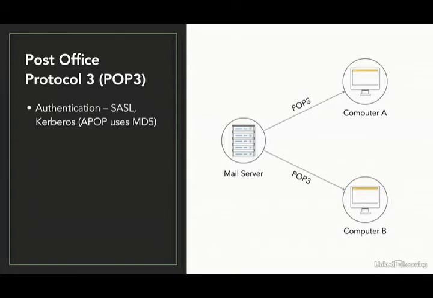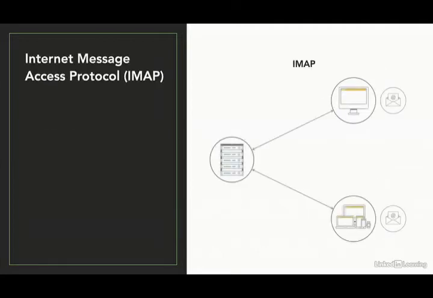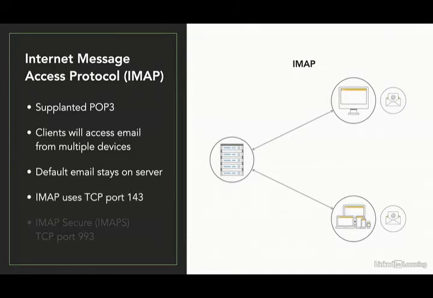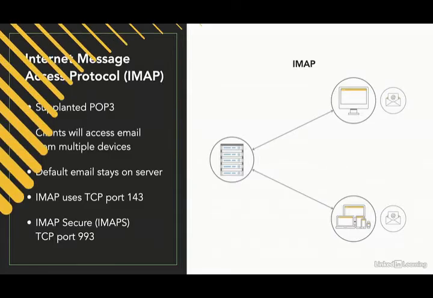There are several authentication methods supported by the POP3 extension mechanism, such as SASL, a Kerberized version, and APOP that uses MD5. Due to its advanced features and flexibility, the Internet Message Access Protocol has supplanted POP3 for mail retrieval. IMAP was designed with the idea that a user will access their email from multiple clients. It's for this reason that by default, email is left on the server. Standard IMAP is available via TCP port 143, where the secure version, IMAPS, is available via TCP port 993.